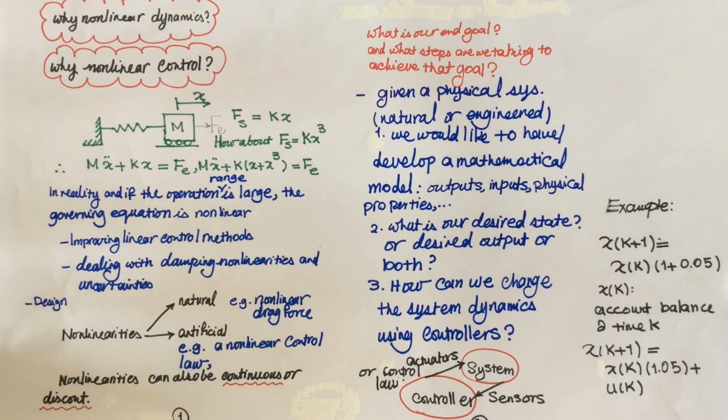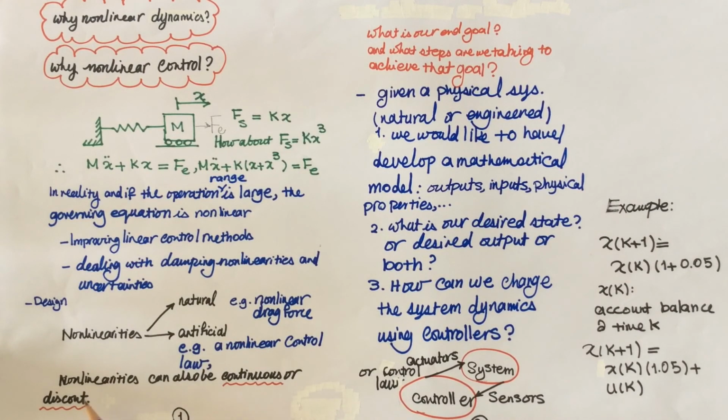So in control, we study controllers. And controllers could be linear, as in linear control. For example, a PD controller, which gives us a signal proportional to displacement and velocity, for example. But it could be a nonlinear function of displacement and velocity. All right.